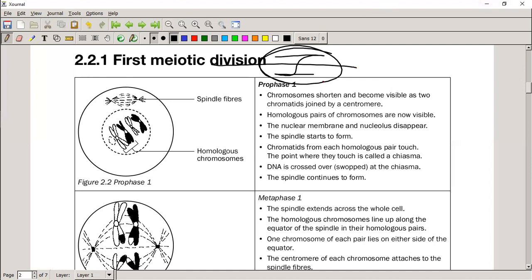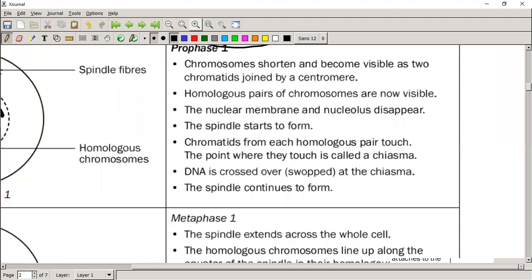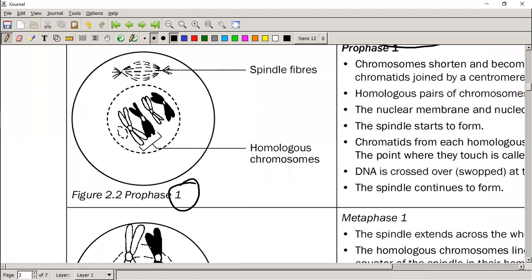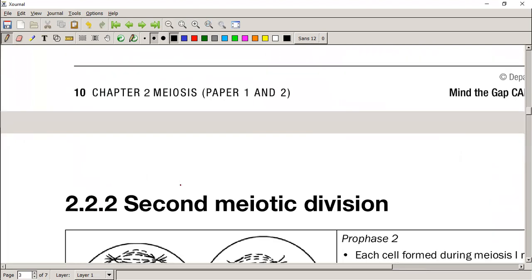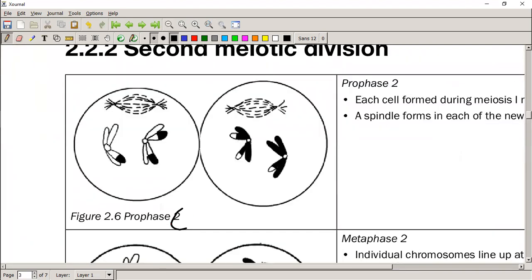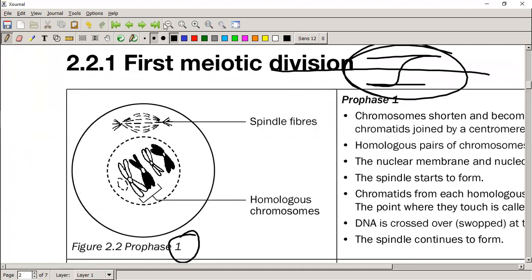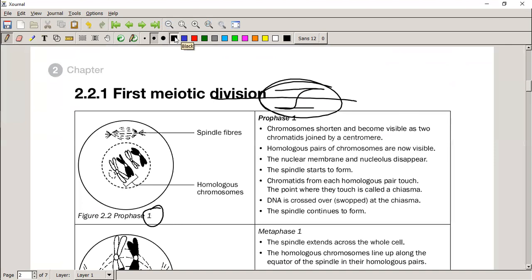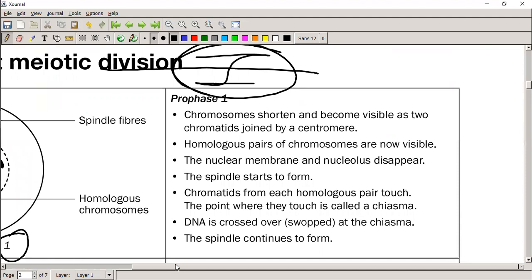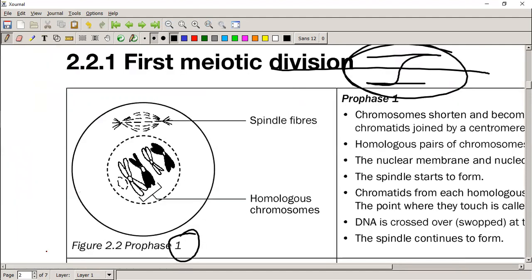Then they say, okay, yeah, this is prophase over here, but they forget to say that it's prophase one or prophase two. That's important. I want you to remember that you need to note whether we're going through prophase one or prophase two, and the same for the rest of the phases. Metaphase one, anaphase one, telophase one. Prophase two, metaphase two, anaphase two, telophase two.